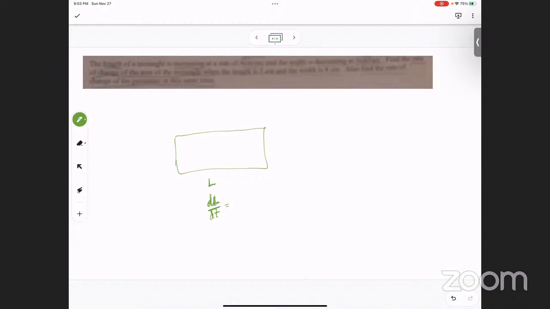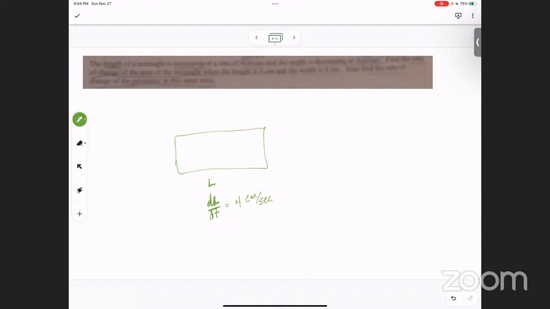I said the length is, I didn't get to that part yet. You were saying that the length is changing at a rate of what? 4 centimeters per second. So that's dl dt. Good. Now keep reading.